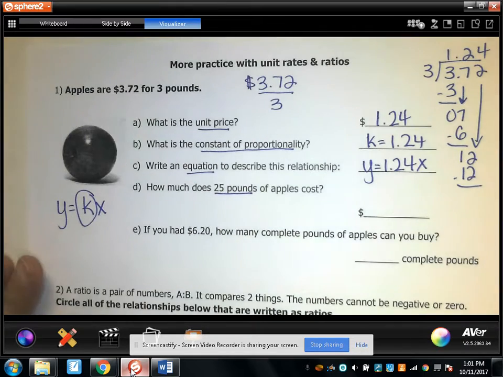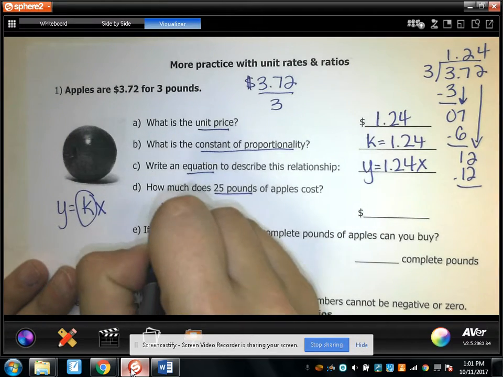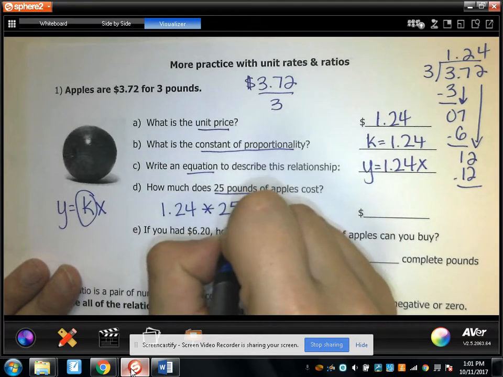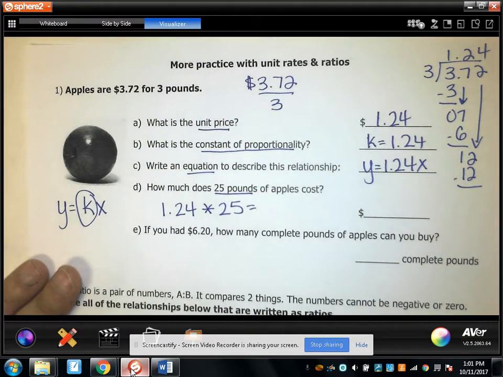Now to figure that out, I know that each pound costs $1.24. So I would just have to multiply that by 25. And $1.24 times 25 is $31.